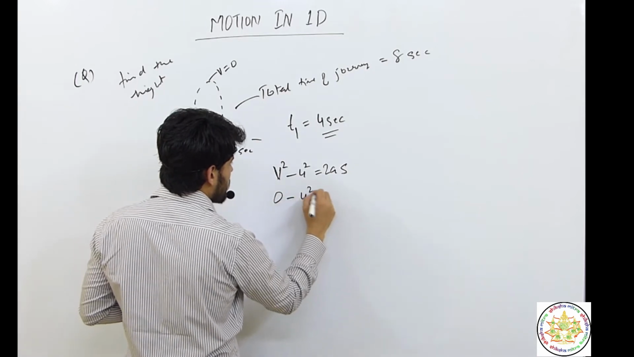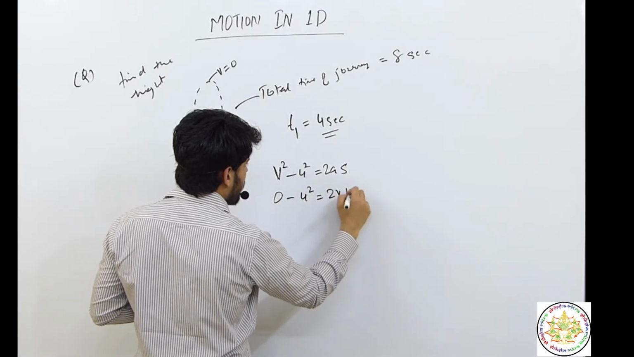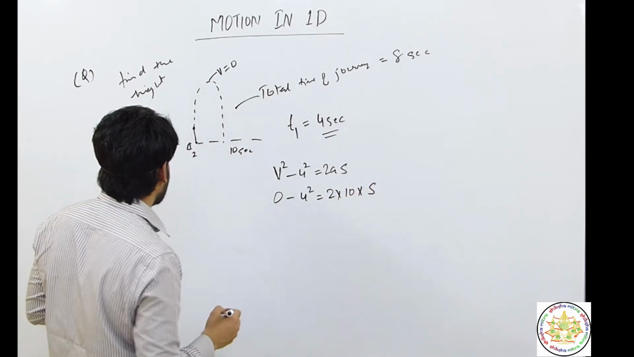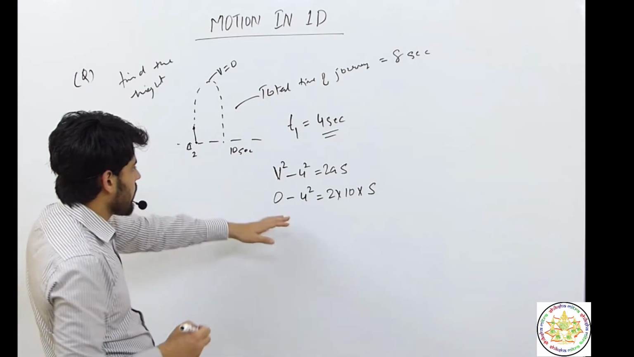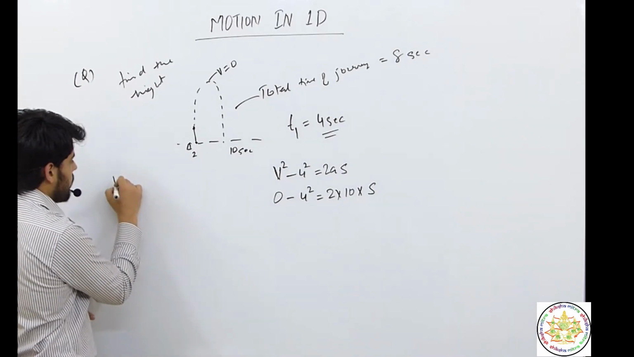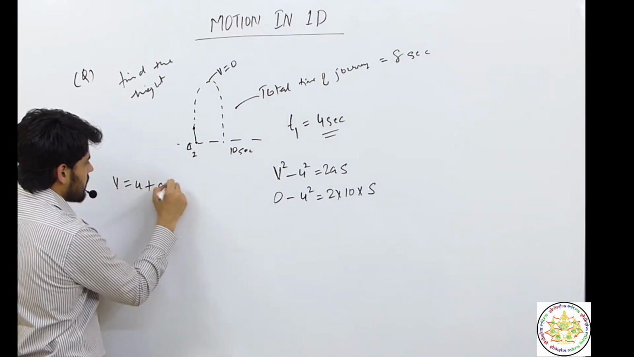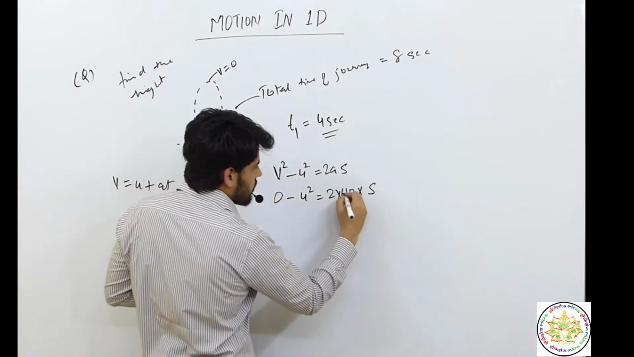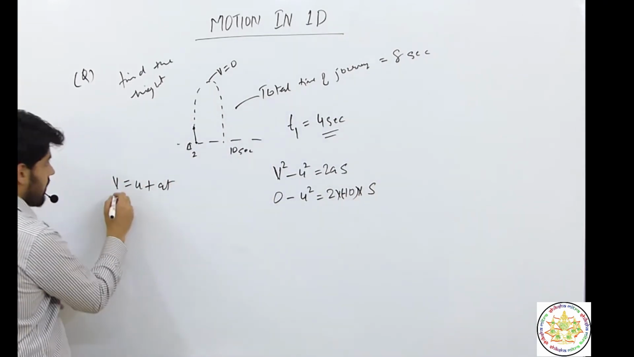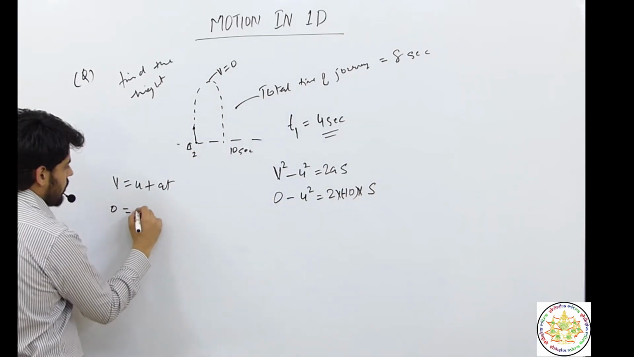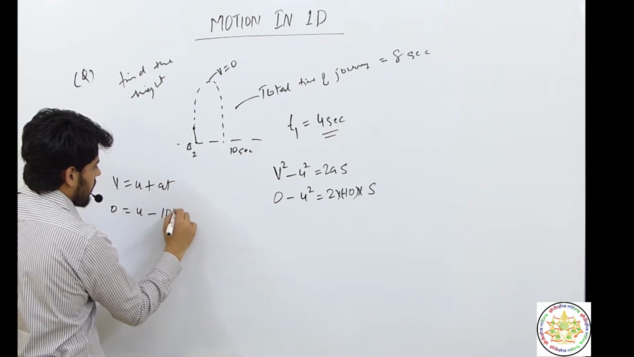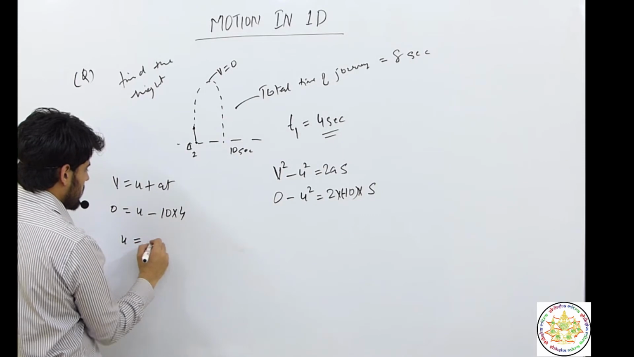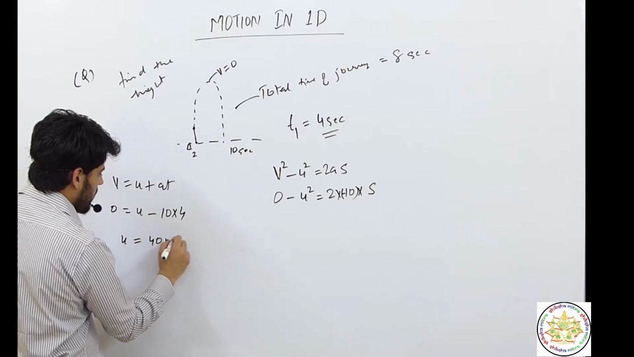0 minus u square is equal to 2 into 10 into s. Okay, fine. And what was the initial velocity? To calculate this, we can use v is equal to u plus at. See, it is in the upward direction, so g will be negative. Again, v is 0, initial velocity is u, minus 10 into 4 seconds. So the initial velocity was 40 meter per second.